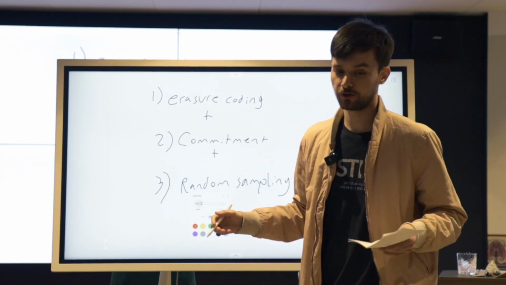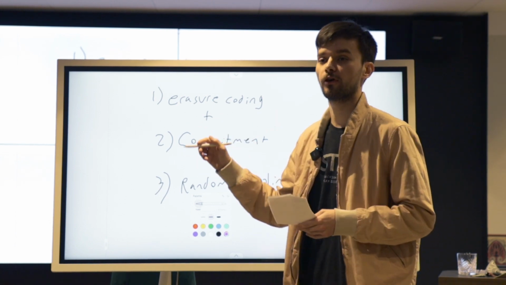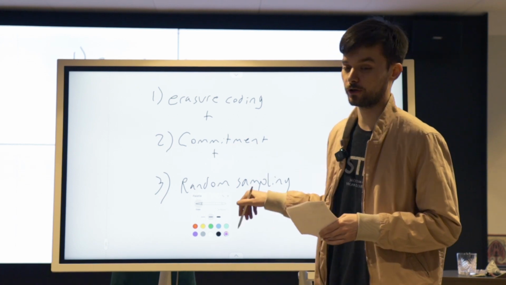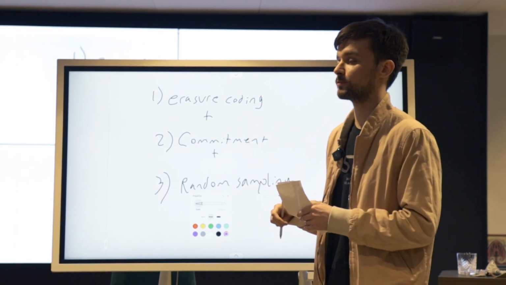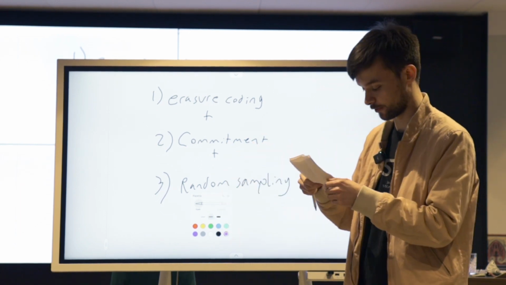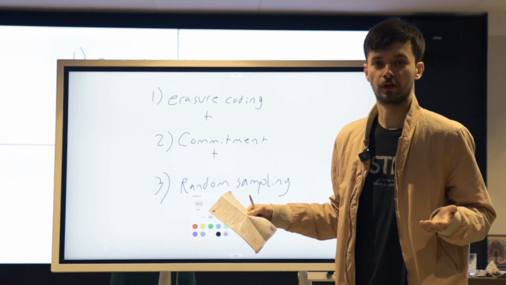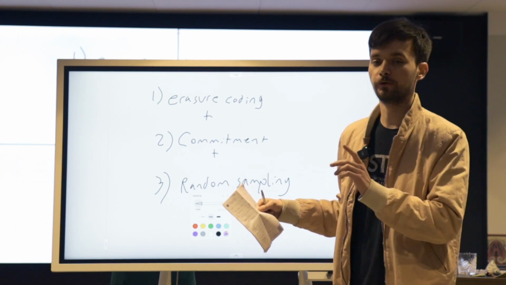So in Celestia, your block producer takes all the block data, erasure codes it. He puts all the shares into a Merkle tree. And then the light nodes randomly sample those points. And then for each point that they randomly sample, they also check that it was part of the commitment. That's an important part. And basically, zero-knowledge proofs are the same thing, except with a few differences.